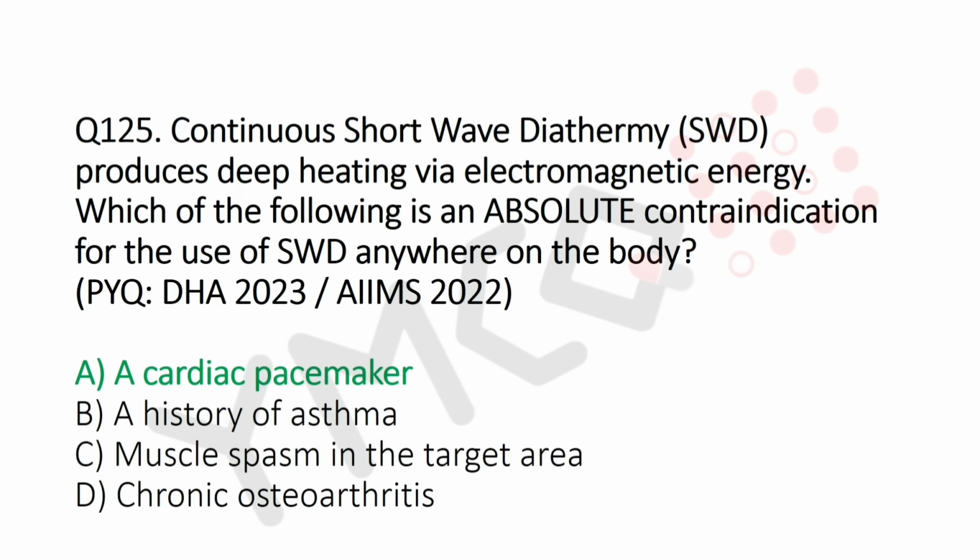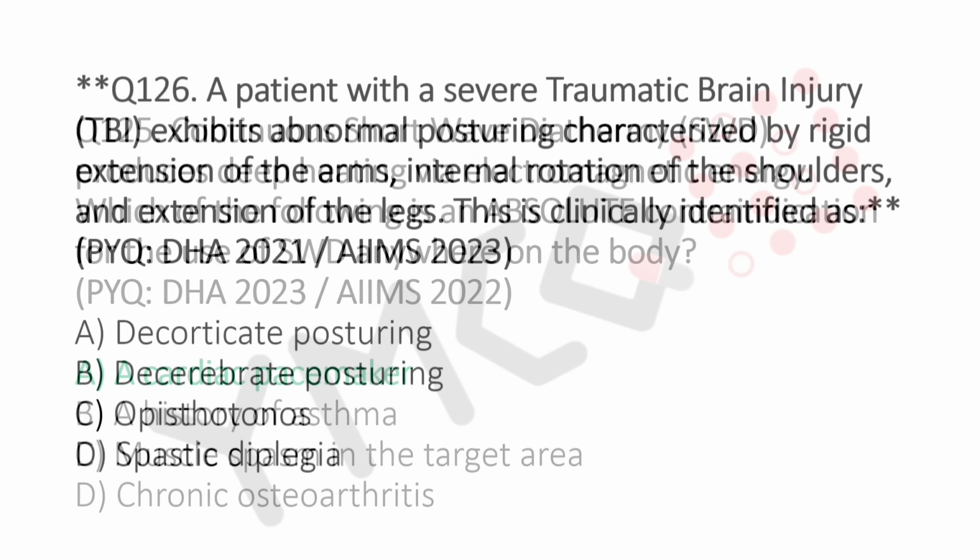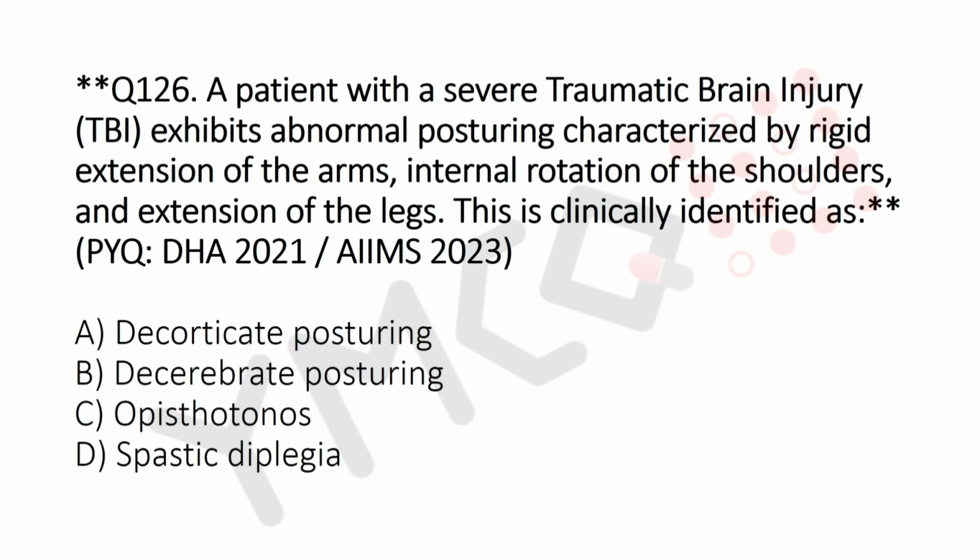Okay. Now let's move to question number 126. A patient with a severe traumatic brain injury (TBI) exhibits abnormal posturing characterized by rigid extension of the arms, internal rotation of the shoulder, and extension of the legs. This is clinically identified as option A, decorticate posturing. Option B, decerebrate posturing. Option C, opisthotonos. Option D, spastic diplegia.